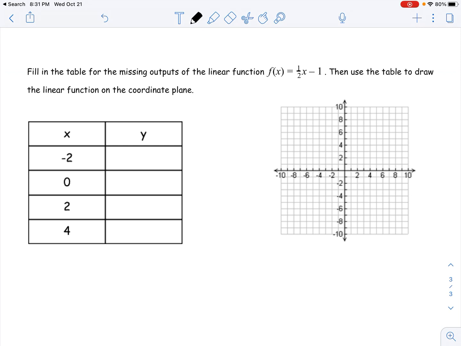Here's your other one. Plugging in a negative 2 for that, we would get negative 1 minus 1, which would be negative 2. Plugging in a 0, we would get negative 1. Plugging in a 2, we would get a 0. And plugging in a 4, we would get a 1. So negative 2, negative 2; 0, negative 1; 2, 0; 4, 1. Again, I'm making a pretty straight line out of those. That's linear as well.